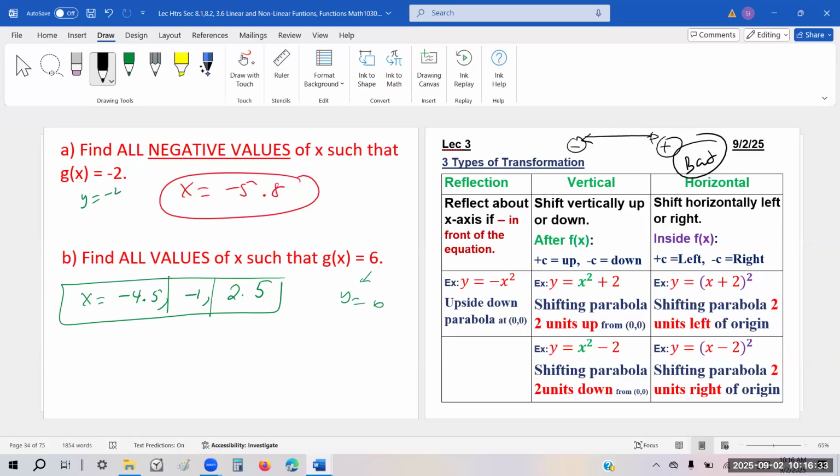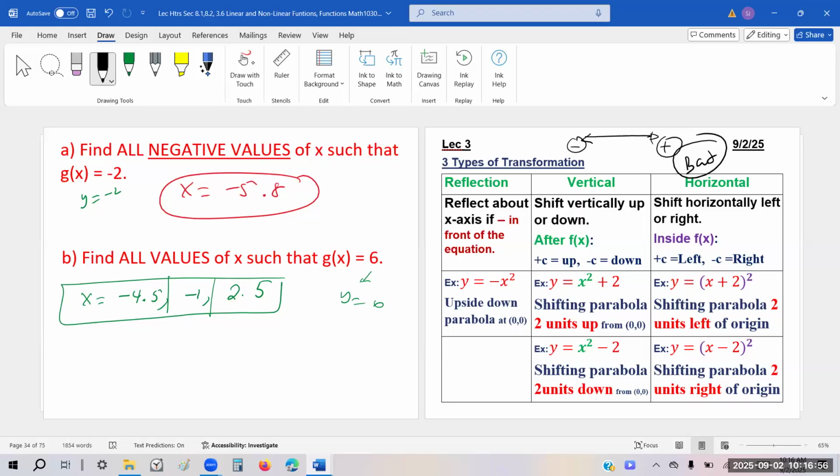So reflection means just flip it. Function and then a number, if it's plus, go up, minus, go down. But if you have a number inside your original function, then you have to go left or right in the opposite direction. Three types of transformation, and that's it. Any question?